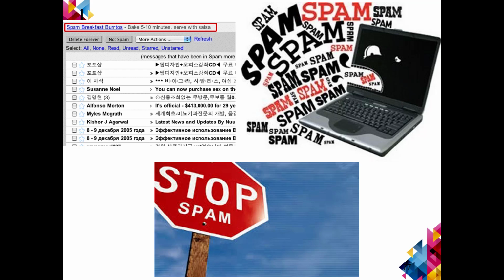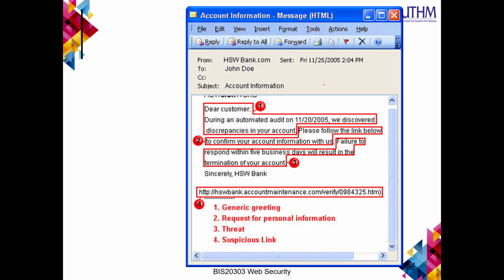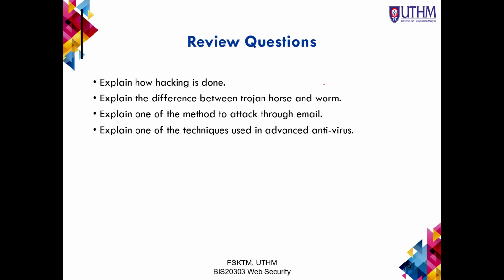Okay, for the review questions, you need to answer on your own. You need to explain how hacking is done, the 5 phases, explain the difference between a Trojan horse and a worm, explain one of the methods of attack through email. Okay, what type of attack? I can give you an example, phishing. Explain one of the techniques used in advanced antivirus. So these are some of the review questions. So there are a lot of things that need to be covered.